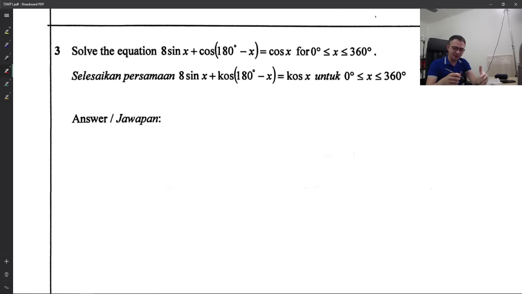Right, this question: solve cos x plus sin x plus cos(180 minus x) equals cos x, and the angle they want is between 0 and 360.